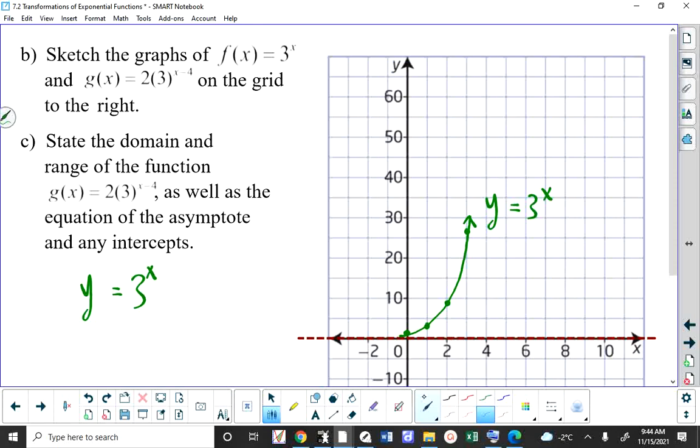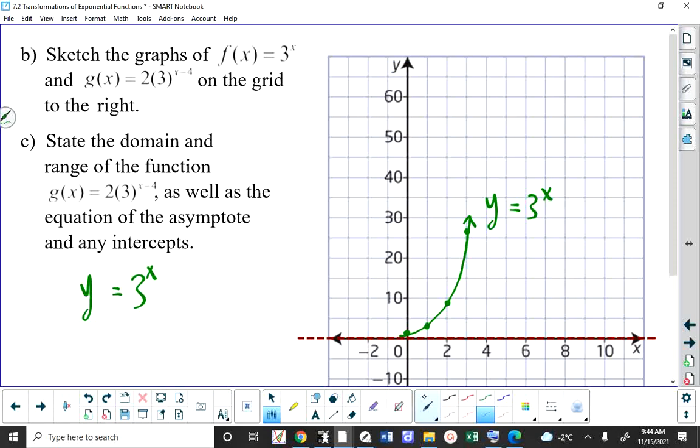So now what I'm going to do is I'm going to stretch this vertically by a factor of 2 and shift it 4 units to the right. Now, I think it's more troublesome for us to sketch it after a vertical stretch by 2 and then as well sketch it again after then shifting it 4 to the right.